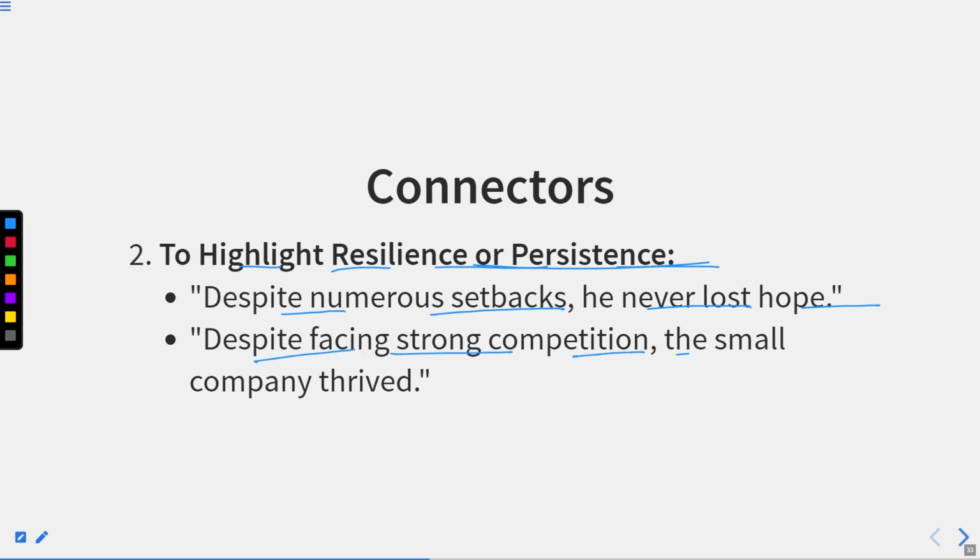To highlight resilience or persistence: despite numerous setbacks, he never lost hope. Despite facing strong competition, this small company thrived. It means though the company was facing some competition, still they thrived. It means they grew. Or despite numerous setbacks, it means there were many challenges, still they never lost hope.